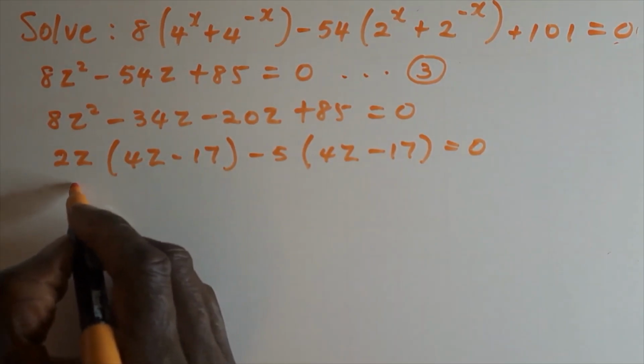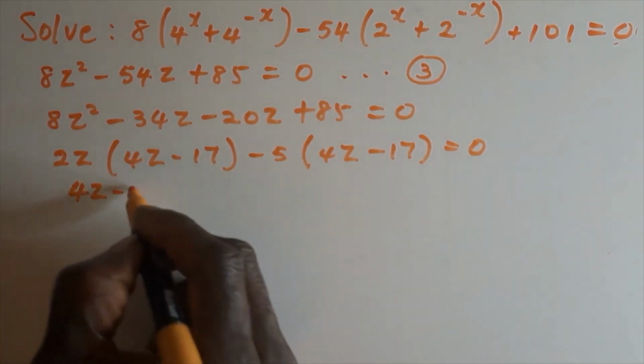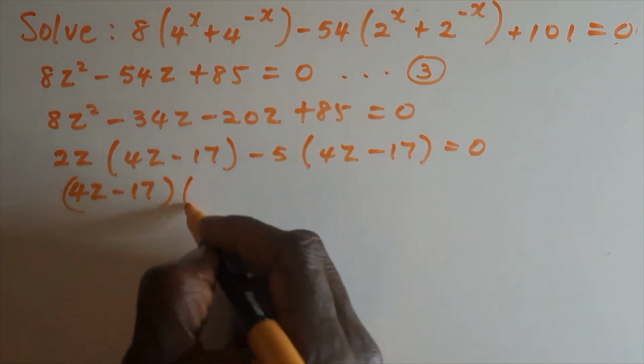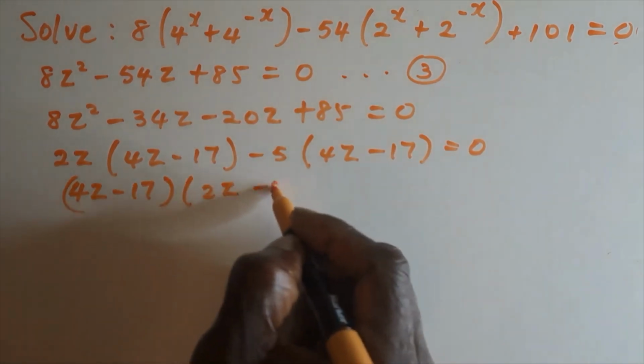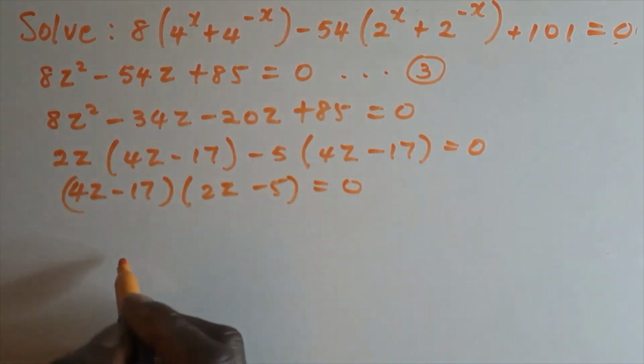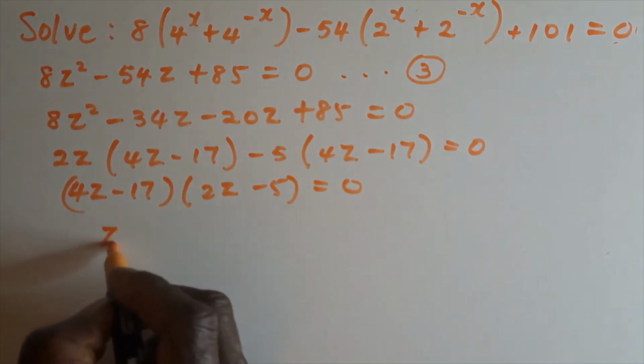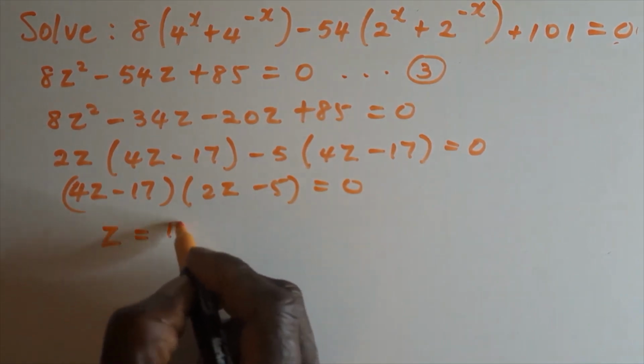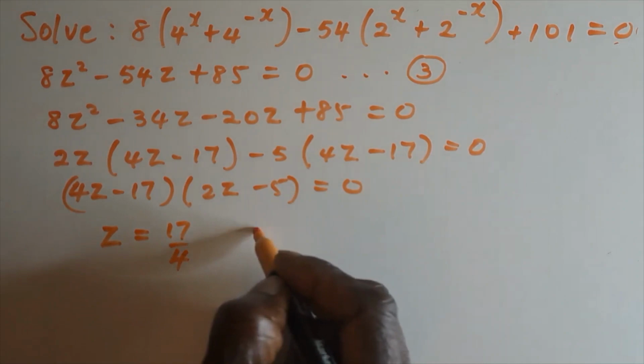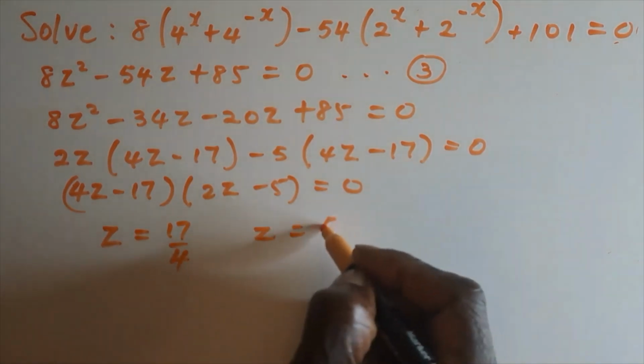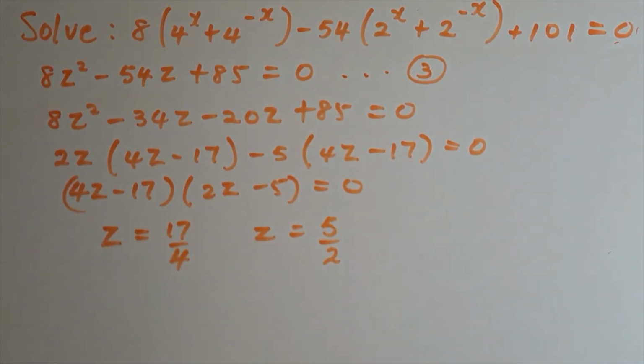And finally, 4Z minus 17, 2Z minus 5 equals 0. So this gives us two values. Z is equal to 17 over 4 and Z equal to 5 over 2.